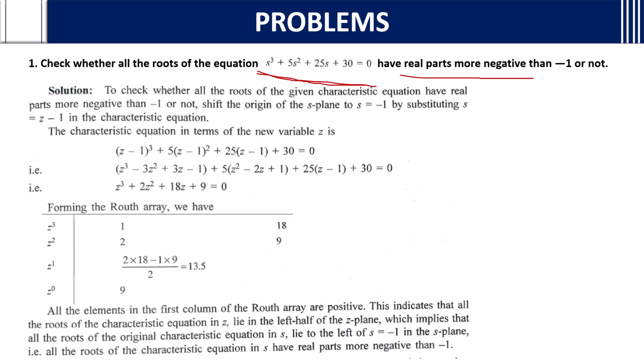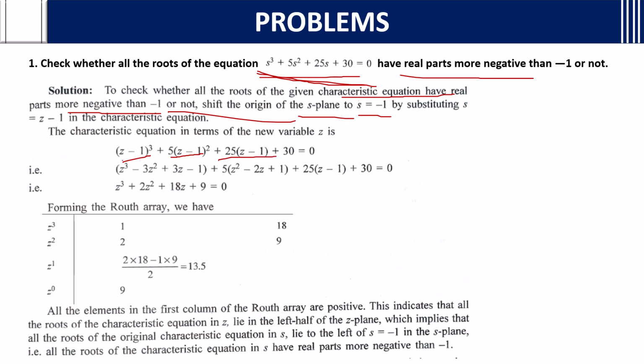That is what is written in this sentence, to check whether all the roots of the given characteristic equation have real part more negative than minus 1, shift the origin of the s-plane to s equals minus 1 by substituting s equals z minus 1 in the characteristic equation. Then if you substitute z minus 1 in the characteristic equation, what you will get: (z minus 1) whole cube, 5 into (z minus 1) whole square, 25 into (z minus 1) plus 30 equals 0.